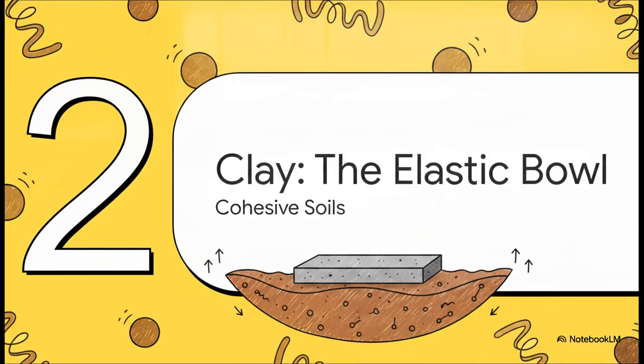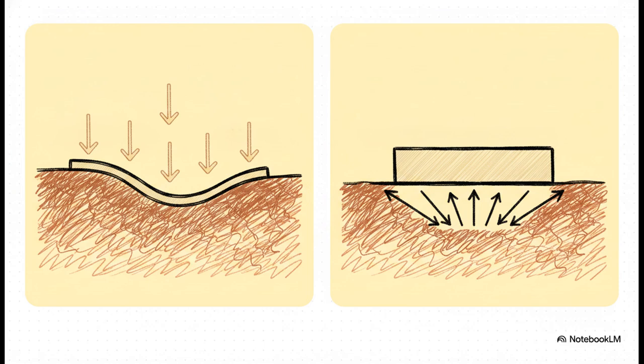Moving on to Section 2, clay, the elastic bowl. Let's see exactly what happens when we place our foundation on cohesive soils, which, as it turns out, act a whole lot like an elastic bowl. Notice the incredible contrast here when you look at flexible versus rigid foundations on clay. If you have a flexible foundation, it actually applies the contact pressure uniformly. You get equal arrows all the way across the width. But because it's flexible, it basically just conforms to whatever the soil wants to do. It can't force the ground to stay flat. So what happens? It sags. You get the largest settlement right there in the middle, and much smaller dips out at the edges.